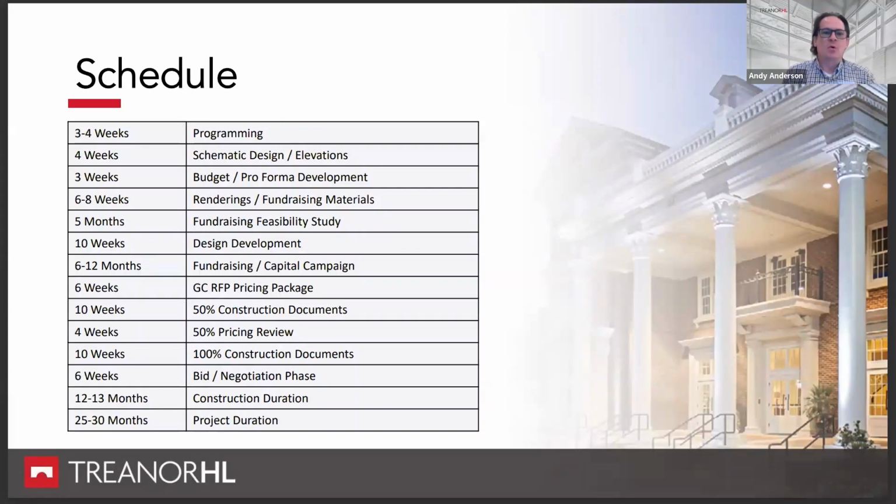Schedule is very important to understand. These projects always take longer than you think they're going to take. And you'll see two line items in here, fundraising feasibility study and fundraising capital campaign. That can vary significantly, especially the capital campaign. We have projects that we've designed that are still raising money two and three years later. And those are not things that we can really control.